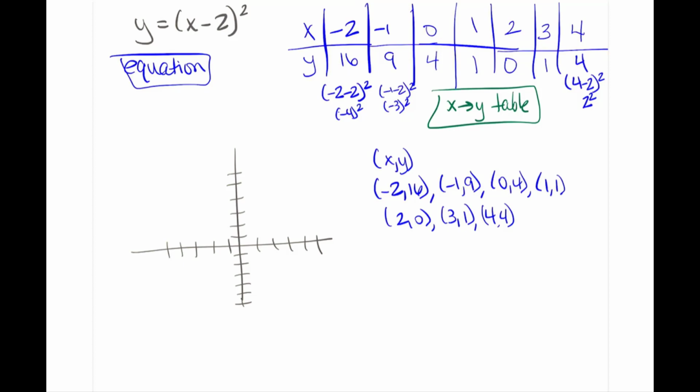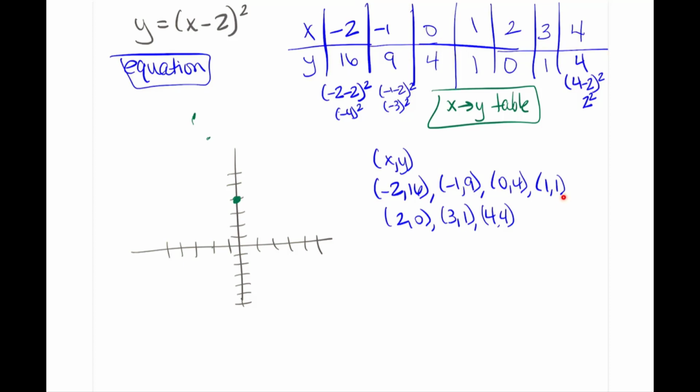So now that I have my coordinate points, I can plot those on my graph, right? Let's start with (-2, 16). That's really going to be way up here off of the chart. (-1, 9) too is still way up there off of what we graphed. The third one was (0, 4), so X is 0, Y is 4, so I'm going to go up 1, 2, 3, 4, and I can put that one right there.